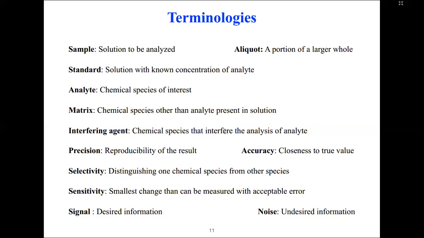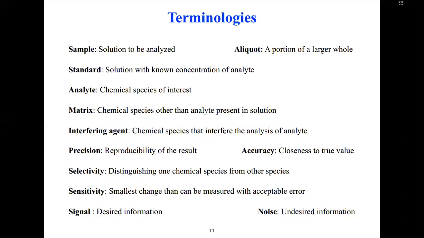Selectivity is distinguishing one chemical species from other chemical species. So if you want to analyze sodium, it selectively analyzes sodium. It does not analyze potassium or any other ion. Like the pH meter, it analyzes the concentration of hydrogen ion. It selectively analyzes the concentration of hydrogen ion.